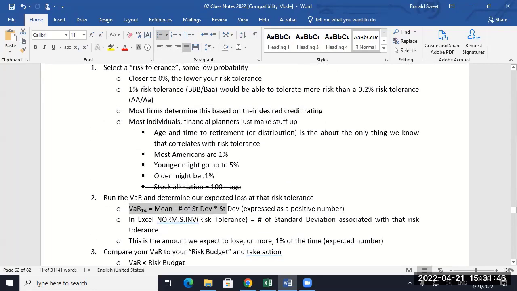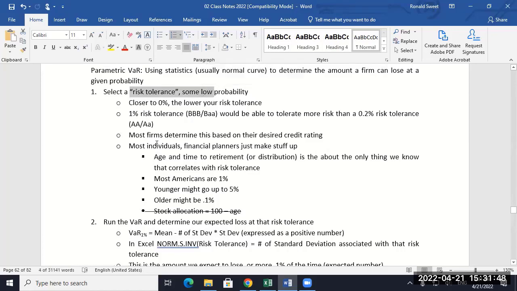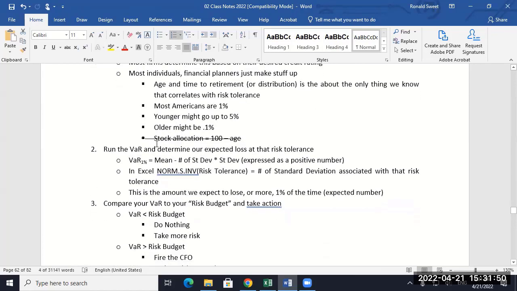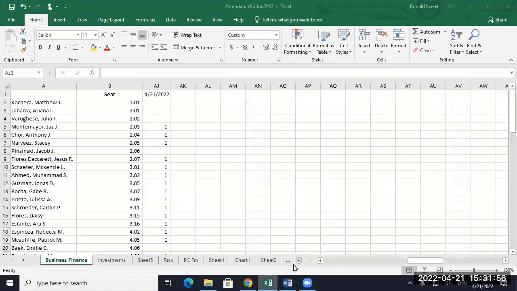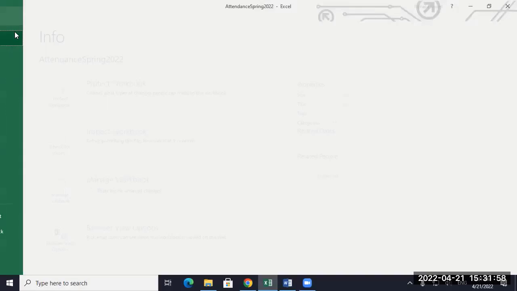So on your exercise, I give you the risk tolerance. All right, you're just given it. And then all you've got to do is plug in numbers in here. So let me show you how you get these numbers, because this is pretty important stuff.